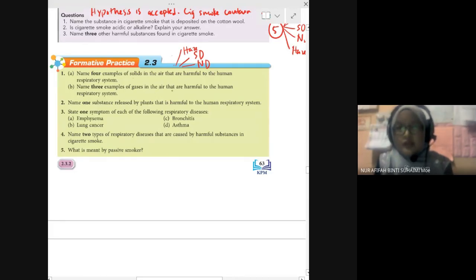Ini juga sama juga. Name one substance released by plant. One substance released by plants. What is substance released by plants? One substance released by plant. What gas released by plant? Okay.